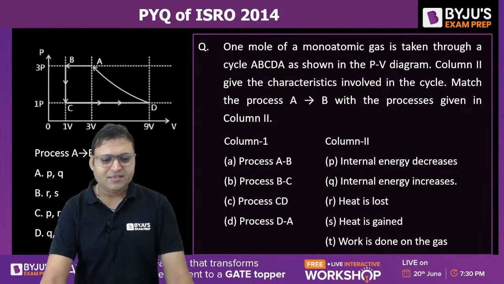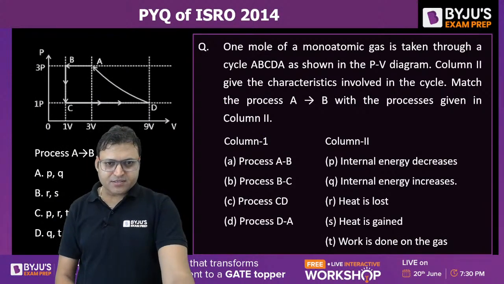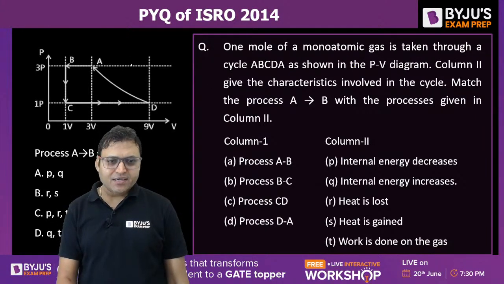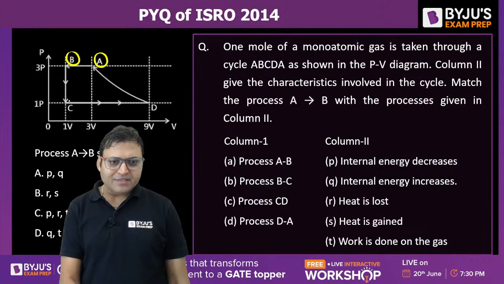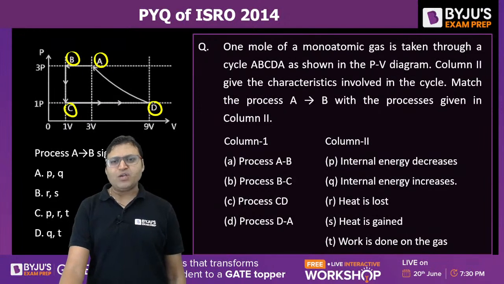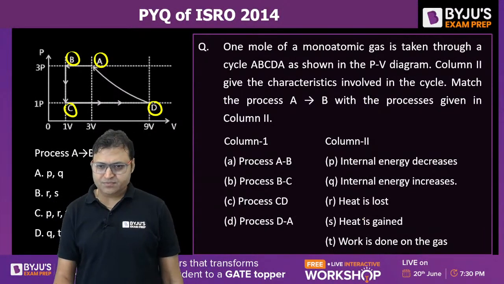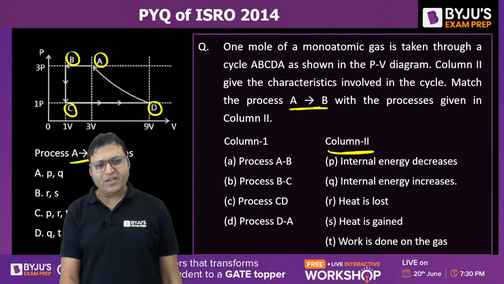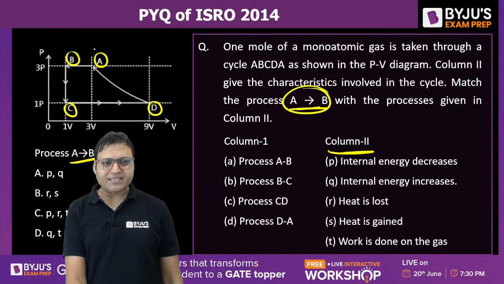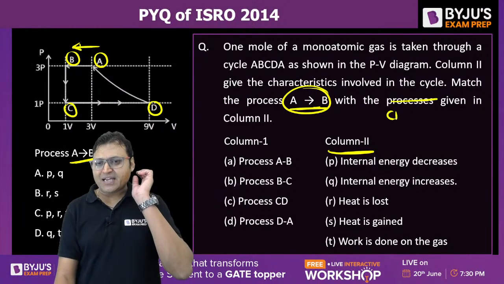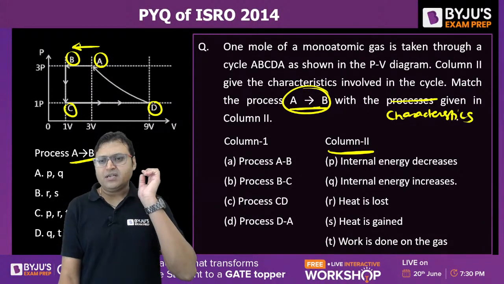1200 kilopascal. The next question is again from the basic thermodynamics. 1 mole of monoatomic gas is taken through a cycle ABCD, A, then B, then C, then D, then A, as shown in the PV diagram. Column 2 gives the characteristics involved in the cycle. Match the process A to B, this is process A to B, with the characteristics given in column 2.